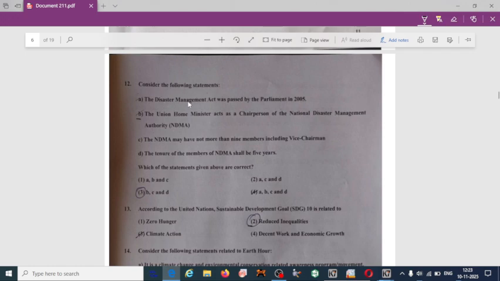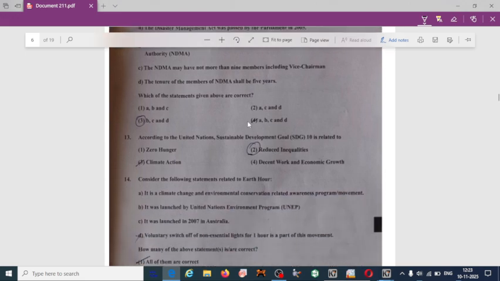12th, consider the following statement. The Disaster Management Act was passed by the Parliament in 2005. The Union Home Minister acts as a chairperson of National Disaster Management Authority. The NDMA may have not more than 9 members, including vice chairman. The tenure of the members of NDMA shall be 5 years. So all the 4 are correct. So option 4 is correct.